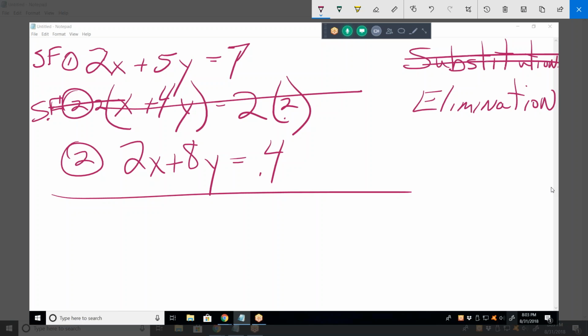Okay, so I'm going to do 1 minus 2. What does that give me? It gives me 0x, which is what I want, because that's going to go away. Okay, what's it give me in terms of y? What's 5y minus 8y?